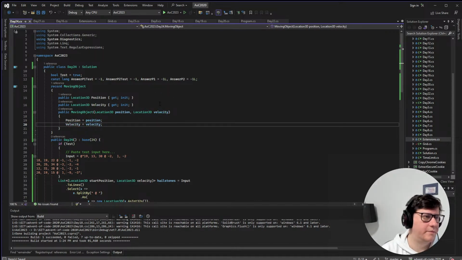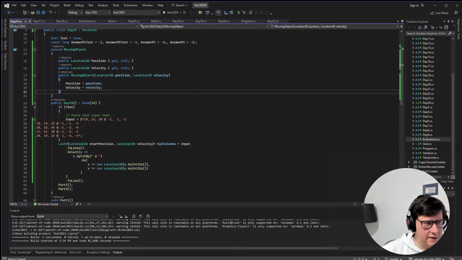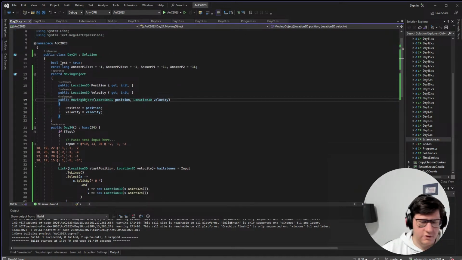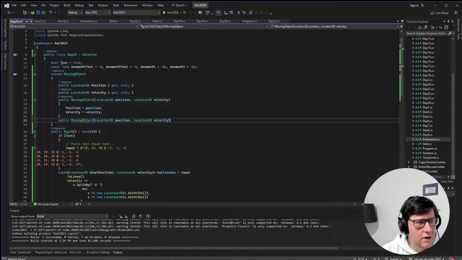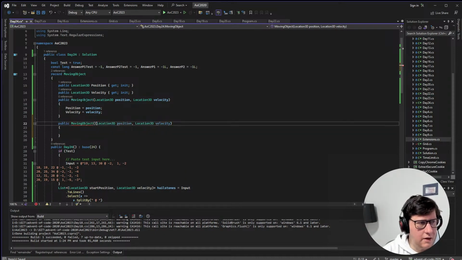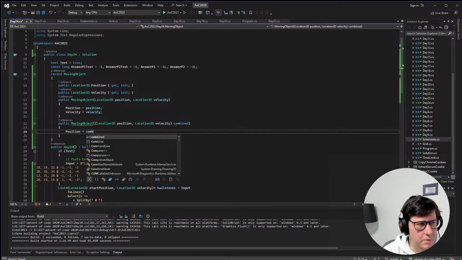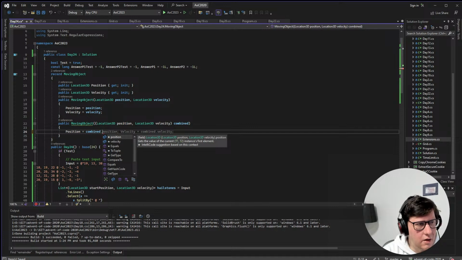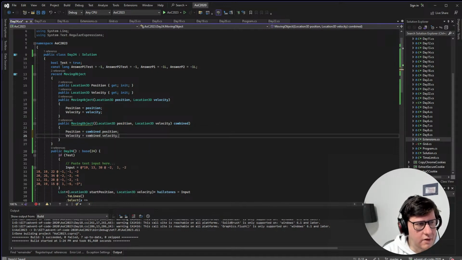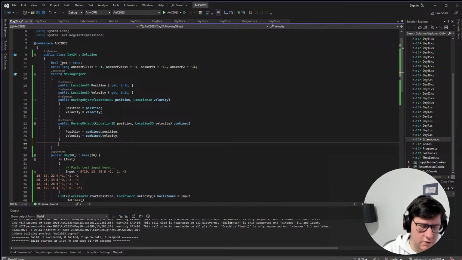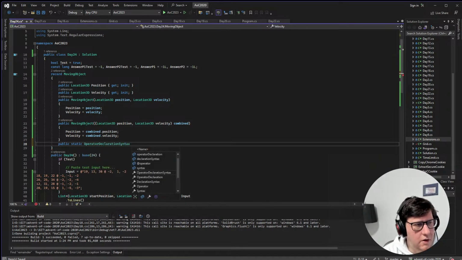Now I want, because I have this as a value tuple, that it can construct it from a value tuple as well. So if I do this with a value tuple combined, I can still do Position is combined.position and Velocity like this, but I can also do a public static operator. And this one will be a MovingObject.